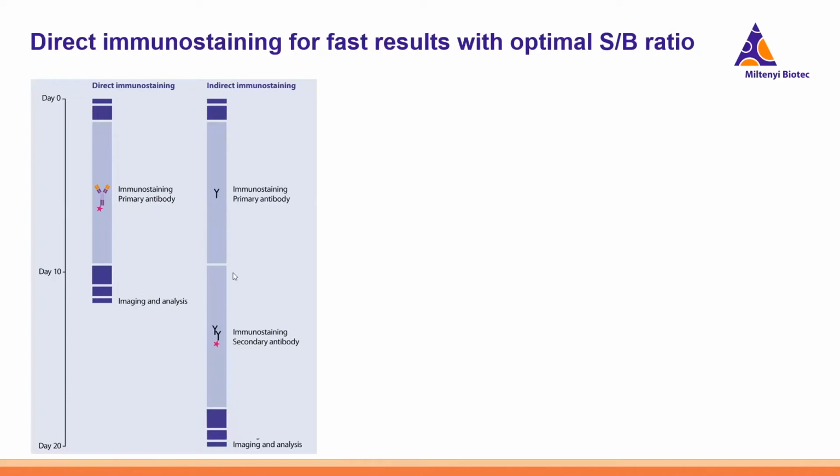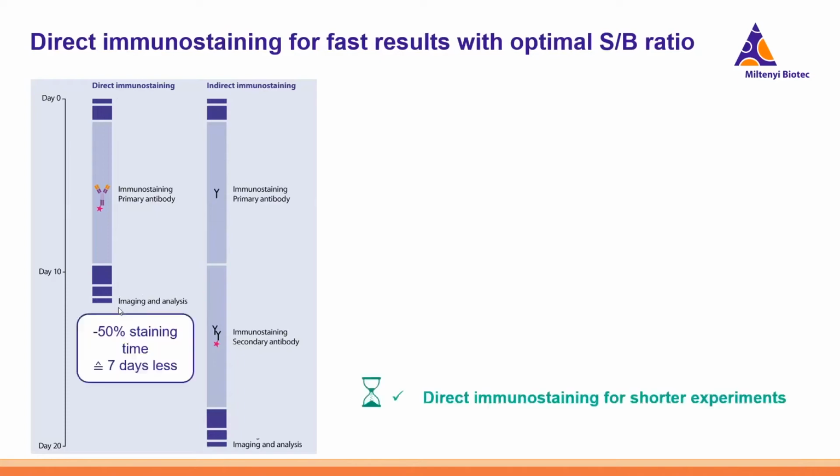And this is an example for a mouse brain hemisphere. You end up with a 20-day protocol. So it takes you 3 weeks to acquire the data finally. And this changes if you use a direct immunostaining approach, which with fluorochrome labeled antibodies, you cut this down by 50% of staining time, which means that you can analyze your samples 7 days earlier.